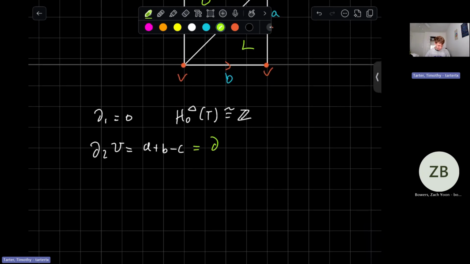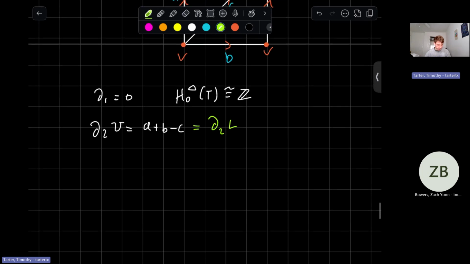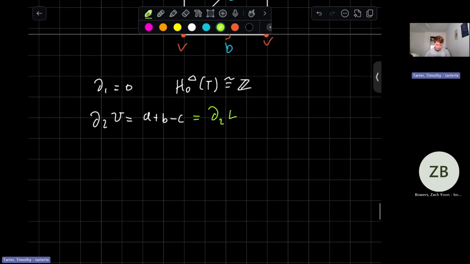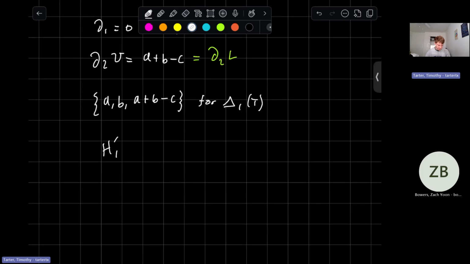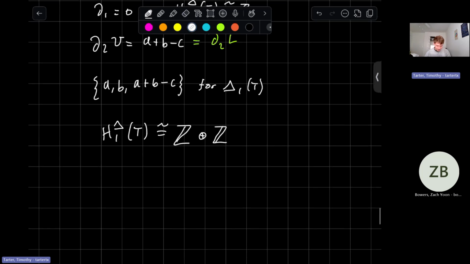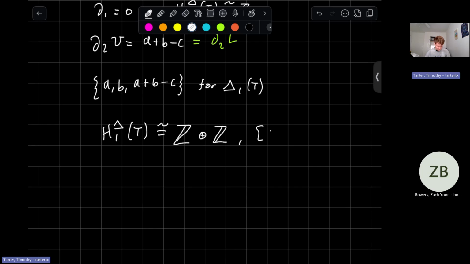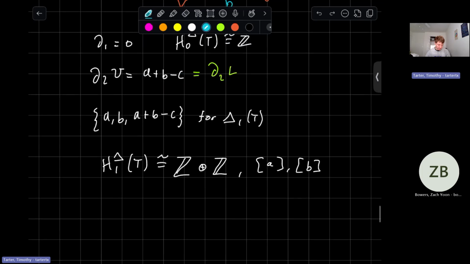And so this is, like I just showed, the same map for both U and L. And since we have a basis for this, A, B, A plus B minus C, delta 1 of T, then H1 of T is isomorphic to Z direct sum Z with basis the homology classes A, B, because we're just forgetting C and embedding down.